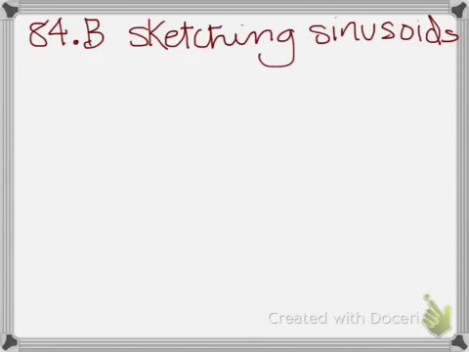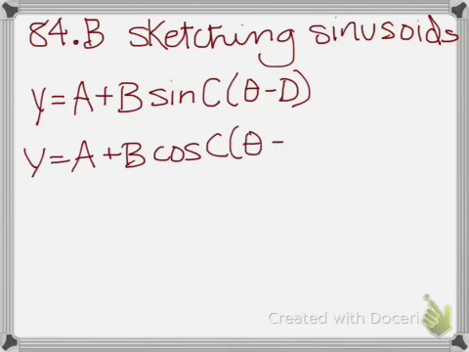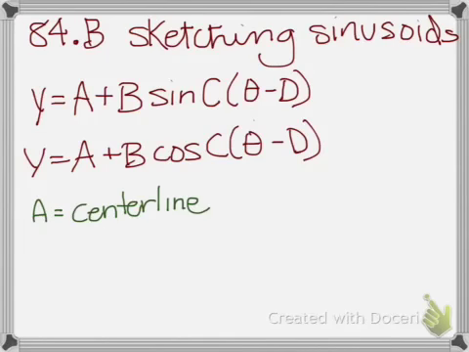Okay, now we're on to the second part of the lesson, which is sketching sinusoids. Hopefully you remember that sine and cosine equations are of this form. We're just going to review it really quick. A is the center line of your graph. That's going from top to bottom, not from left to right. So from top to bottom, A is the center line. It tells you where the center is. B is going to tell you the amplitude. It's going to tell you how far up and how far down your graph goes.